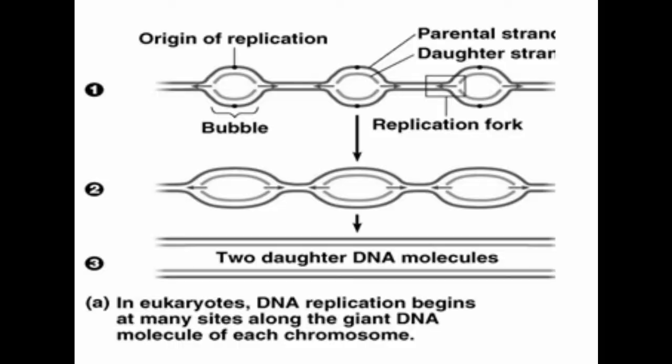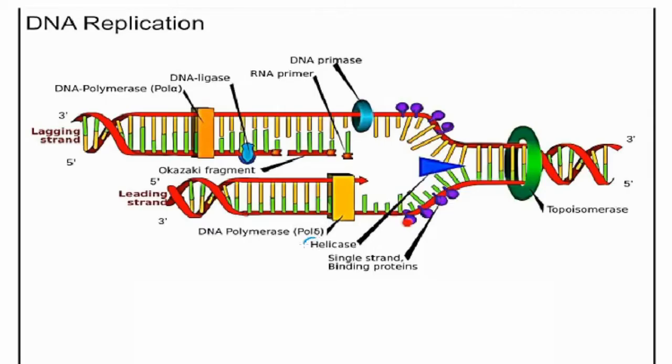So now that you know the basic structure of DNA, let's talk about how it replicates. According to the diagram, there are 3 origins of replication that form bubbles in the DNA. DNA helicase is an enzyme that unwinds the DNA and forms a replication fork, separating the 2 strands and making them available as template strands.